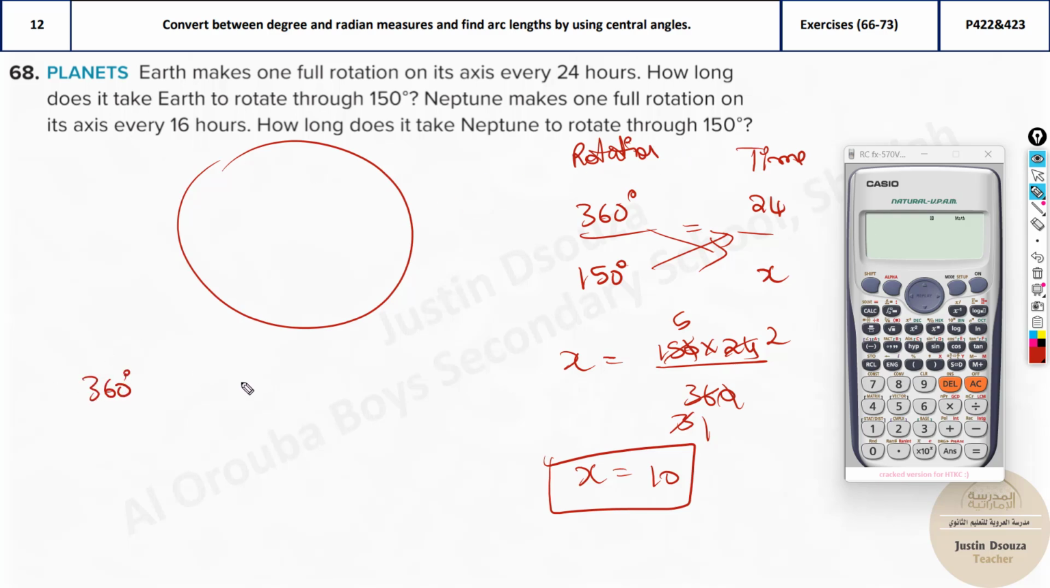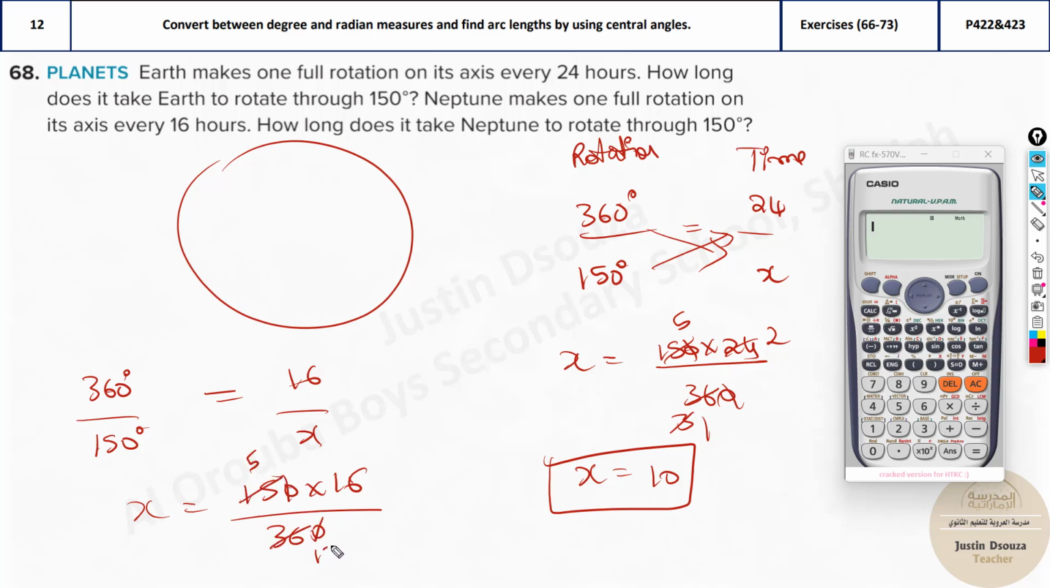360 degrees. That's one rotation, which will be at 16 hours, divided by 150 degrees at how much? X. So x goes to the other side. It will be 150 times 16 divided by 360. Now here this 0 0 cancels. 3 tables goes 5 times, 3 tables goes 12 times. Here 4 table goes 3 times and 4 table goes 4 times. It will be 20 by 3 here. The answer is 20 by 3.